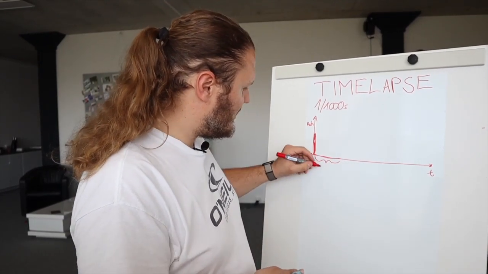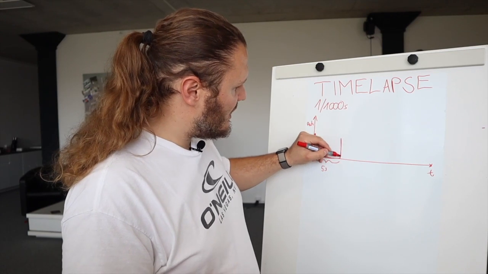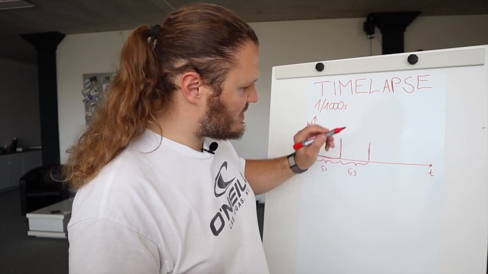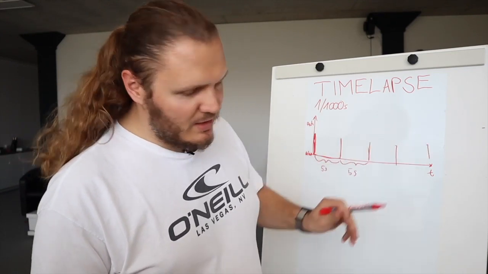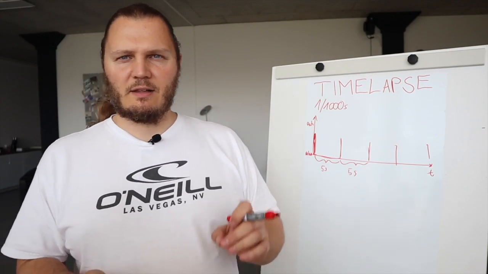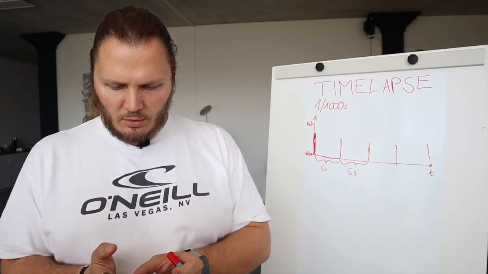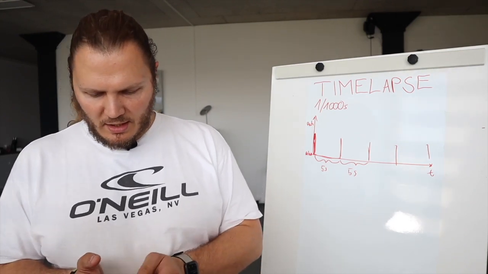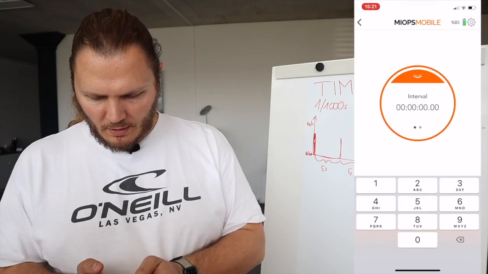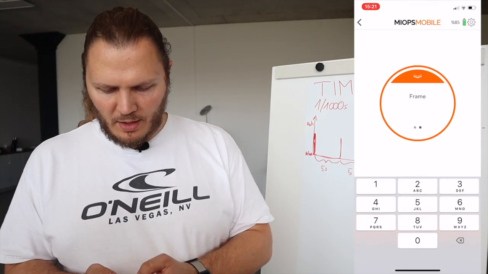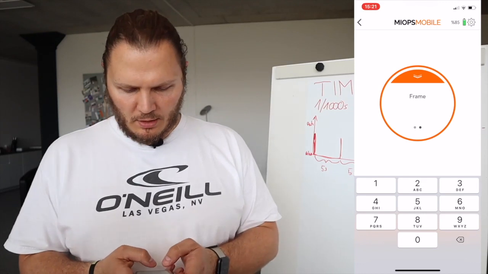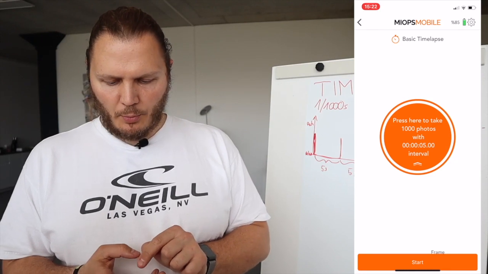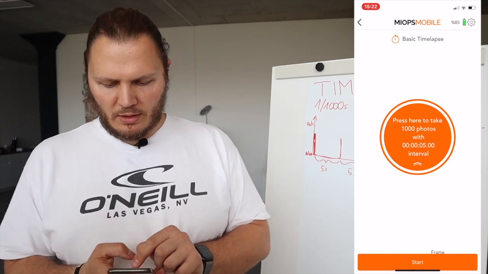Then it waits for 5 seconds, it pushes again, then it waits again for 5 seconds, then it pushes again. It does this until you tell the remote trigger to turn off. You can set the interval, and then you can set how many frames you want. Let's say you want 1000 frames, you can save that, and then it says press here to take 1000 photos with the 5-second interval.